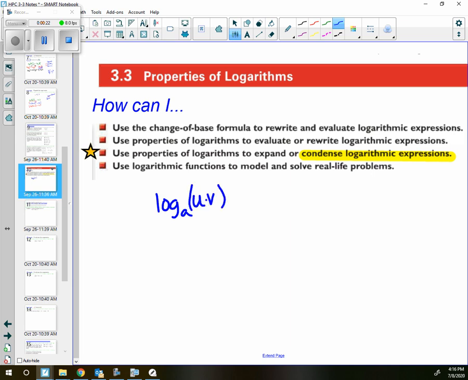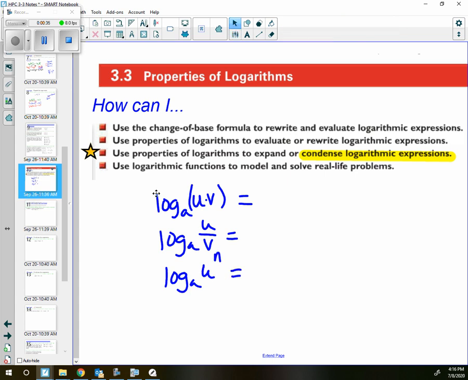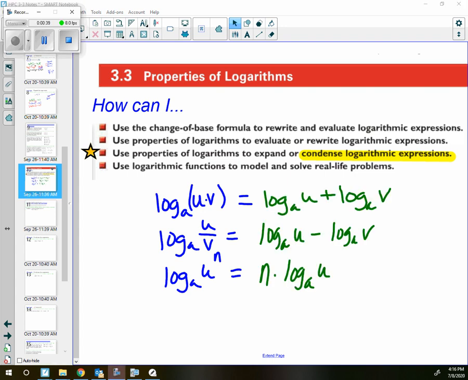So let's see if you can write out the other half of these 3 properties. Once I have these written down, see if you can write what the other half of each property would be. Go ahead, pause the video, see if you can come up with what those 3 are. All right, so here are those 3 properties.